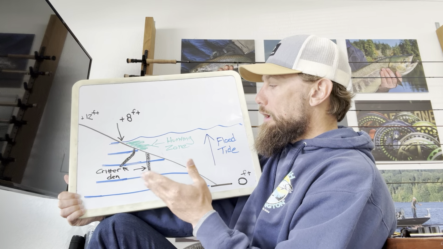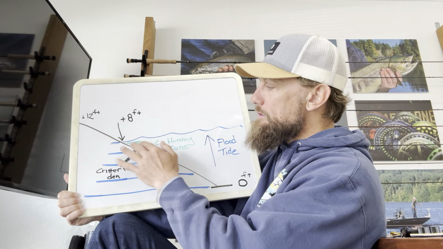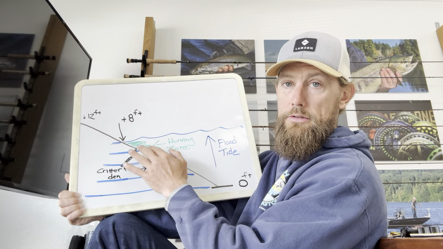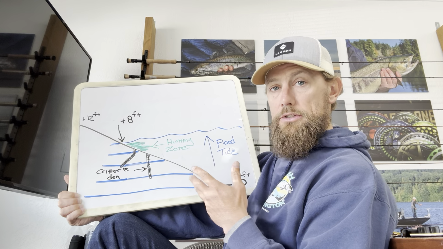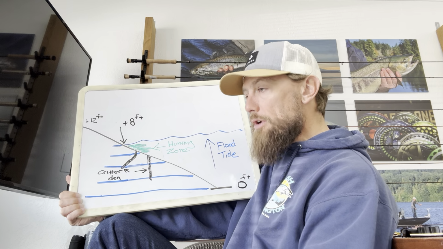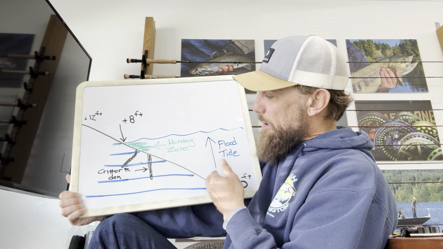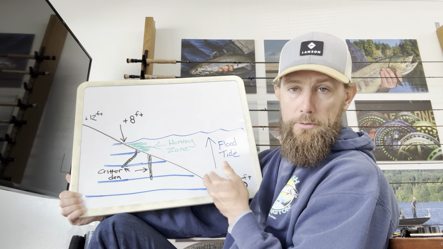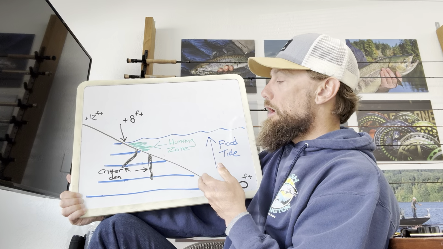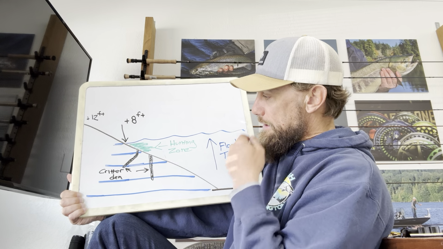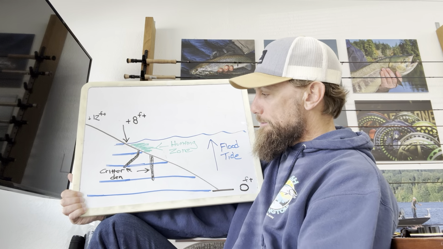Okay? The trout hunting zone doesn't really change. What does change is the structure on the beach, the slope of the beach. This is kind of probably a little bit too steep of a representation. A lot of beaches in the Sound are much less steep than this. They have a lot less slope.